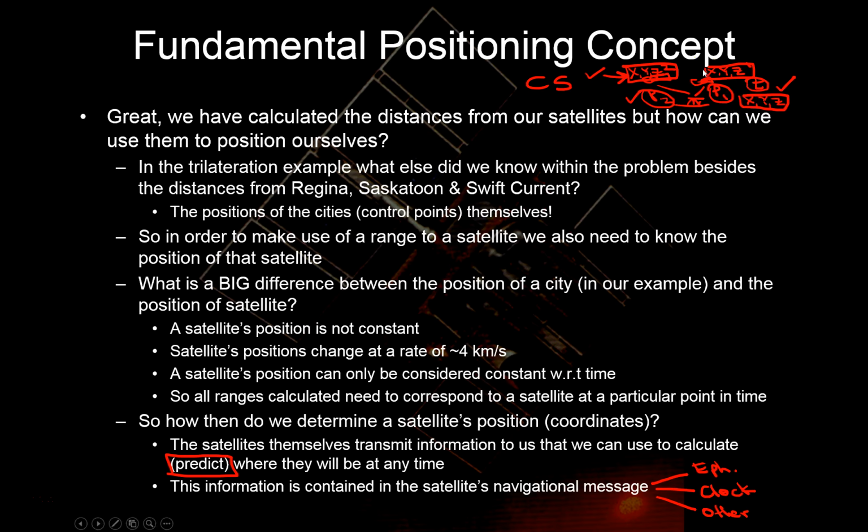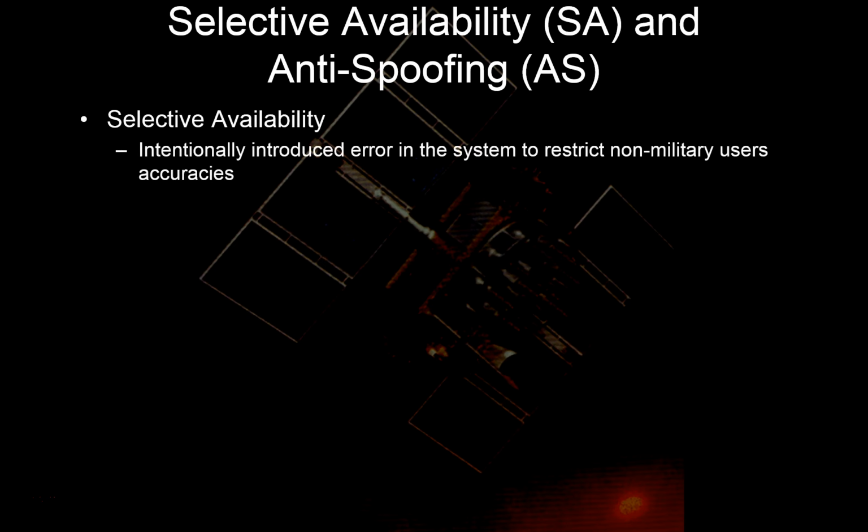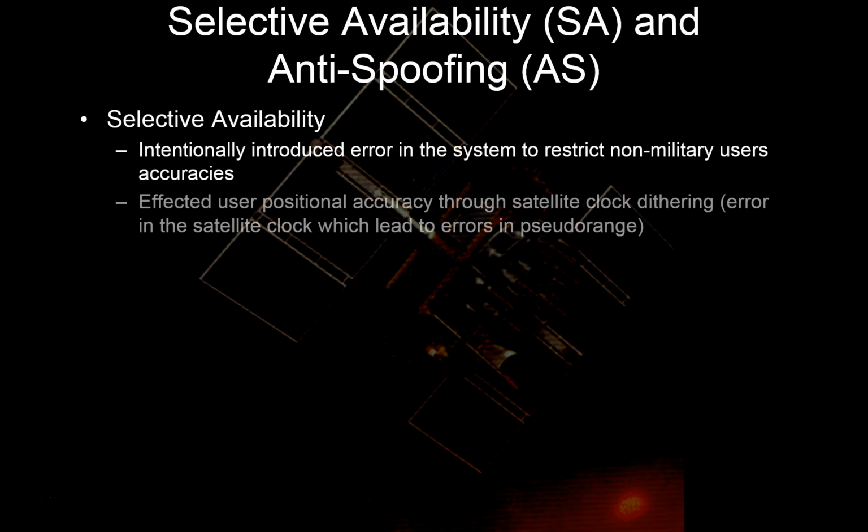So now we've discussed all the necessary steps. Next, selective availability and anti-spoofing. We talked about this. Selective availability was that intentionally introduced error in the system that restricted non-military users' positional accuracy. It affected their positional accuracy basically by not allowing the user to synchronize, as best as possible, with the time in the satellites.